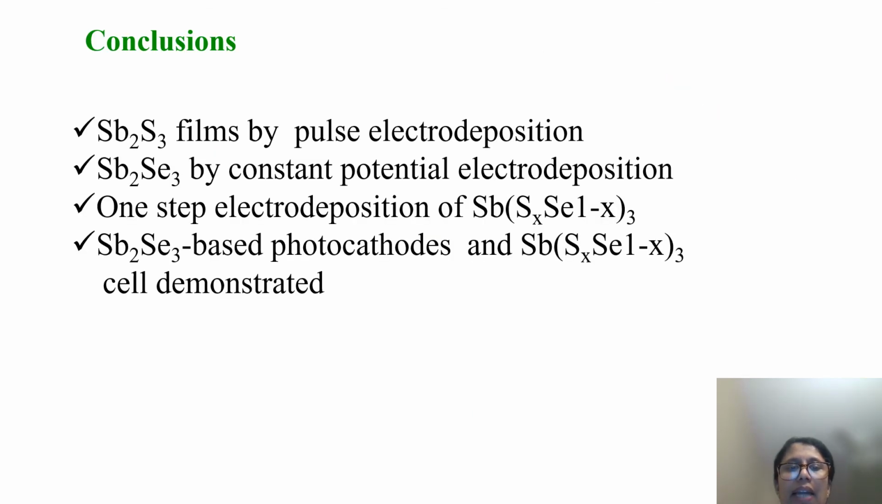As a conclusion, the antimony sulfide films were deposited by pulse electrodeposition, antimony selenide by constant potential electrodeposition, and antimony sulfoselenides by a one-step electrodeposition process. Antimony selenide based photocathodes and an antimony sulfoselenide cell were demonstrated.